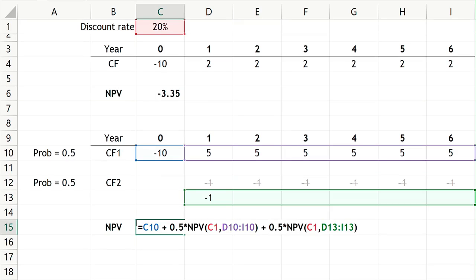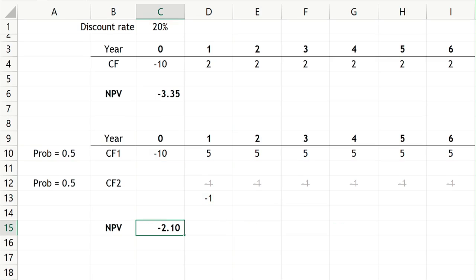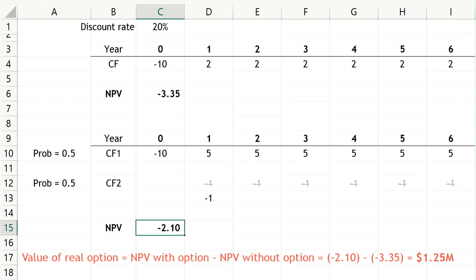NPV is calculated using the same way. We can expect that the NPV should be greater than the one we have above because we quit early by exercising the option to abandon if the bad state occurs. Well, the option to abandon in this example did not make the NPV positive, but at least made it less negative. The option to abandon had the value of $1.25 million, which is the difference between two NPVs shown on the screen.